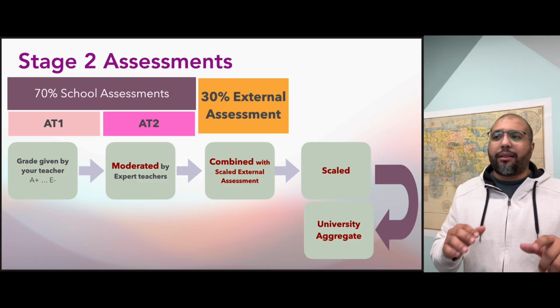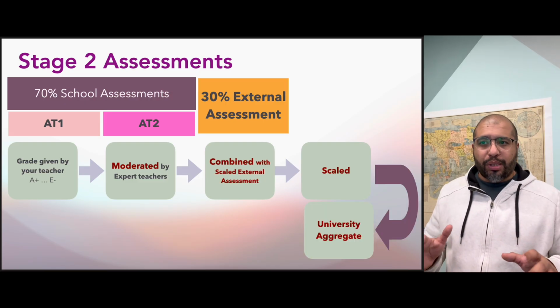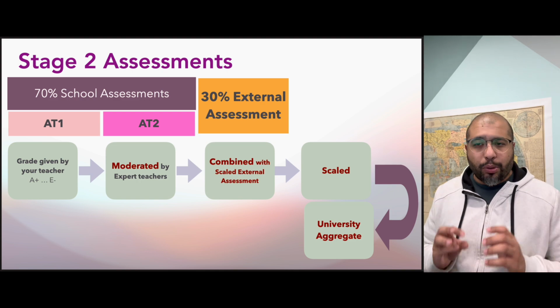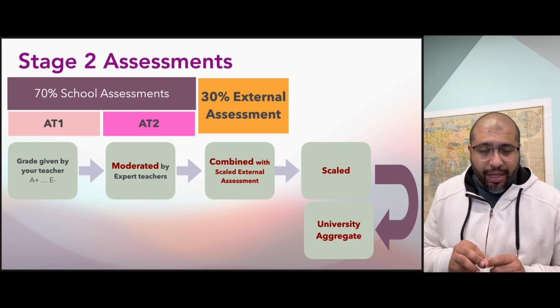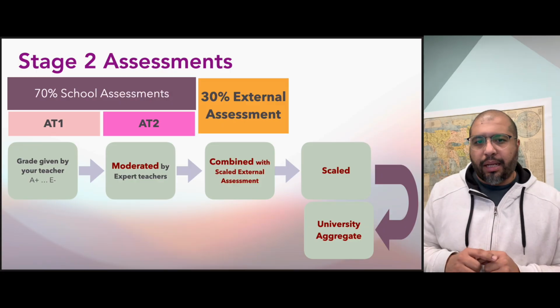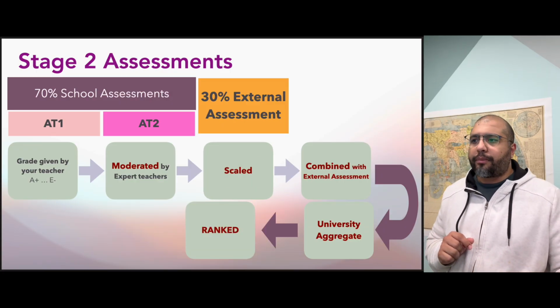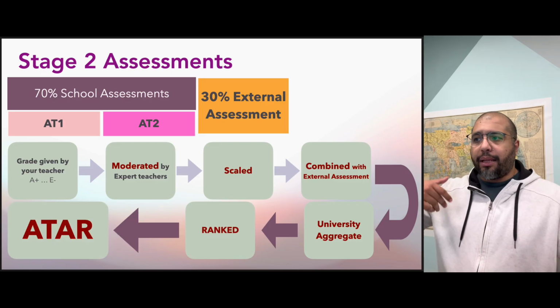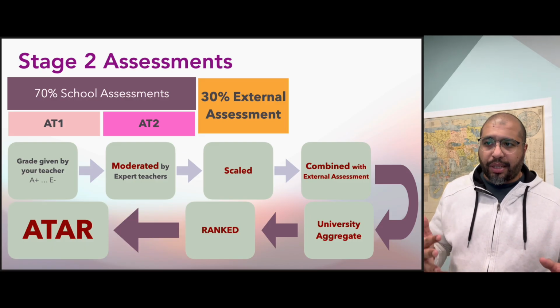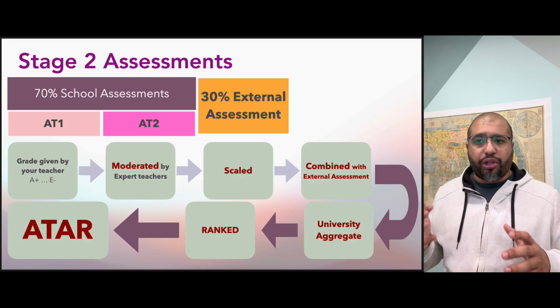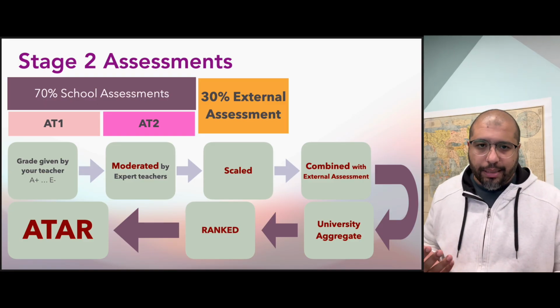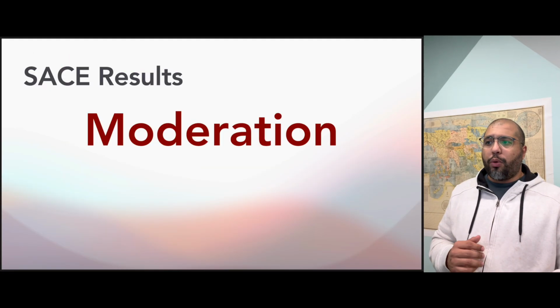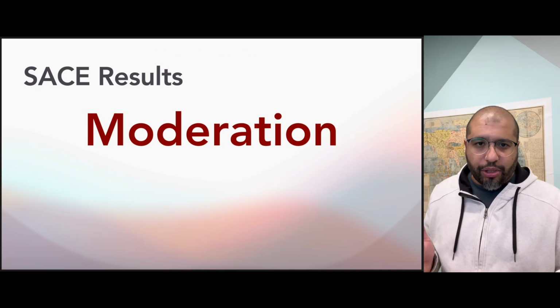And all of your scaled final subject grades or scores are used to calculate a score called the university aggregate, which I will also explain in a future video. Then the university aggregate is ranked, and that ranking is what gives us the Australian Tertiary Admission Rank, famously known as the ATAR. So let's now talk about moderation.